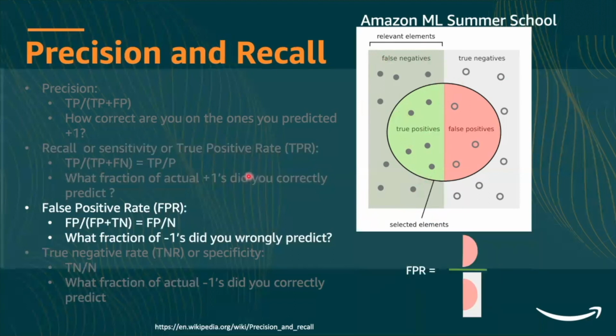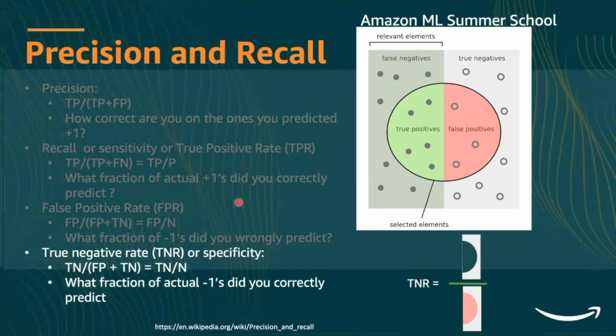Similarly, you can also compute the false positive rate. As the name suggests, the false positive rate is the fraction of negative samples which you wrongly predicted as positive. So these are the false positives which the model predicted, and the total negatives were this. These were the actual negatives. So it's basically the ratio of how many false positives you selected out of the total negative samples. So this is the false positive rate.